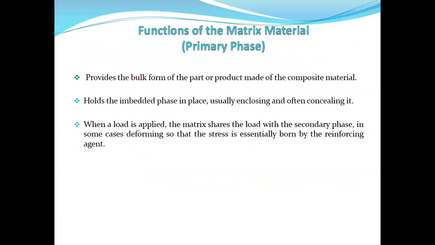The function of the matrix material, the primary phase, is to provide the bulk form of the part or product made of the composite material. It holds the embedded phase in place, usually enclosing and often concealing it. When a load is applied, the matrix shares the load with the secondary phase, in some cases deforming so that the stress is essentially borne by the reinforcing agent.